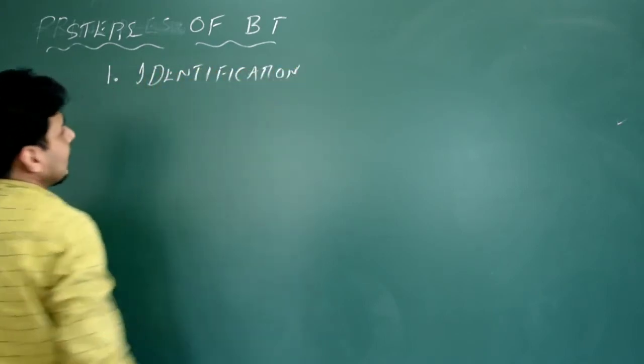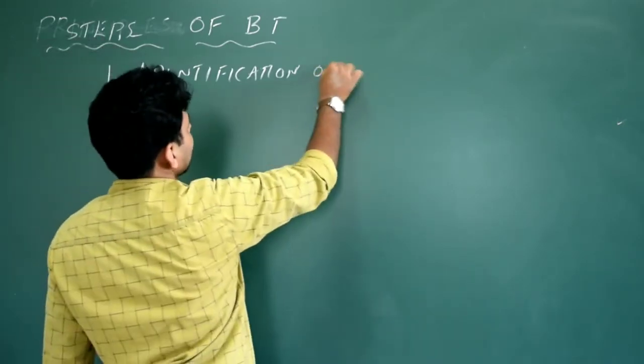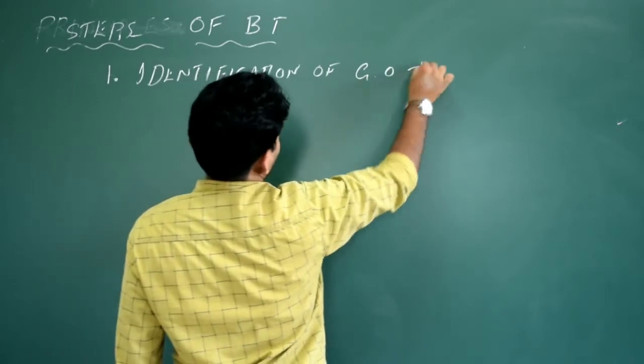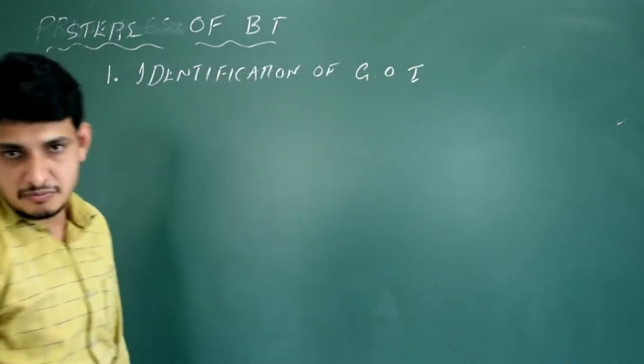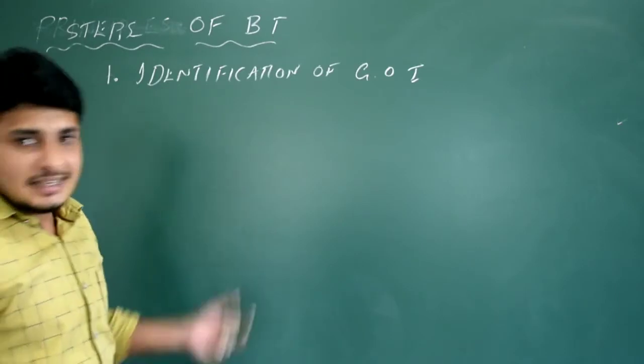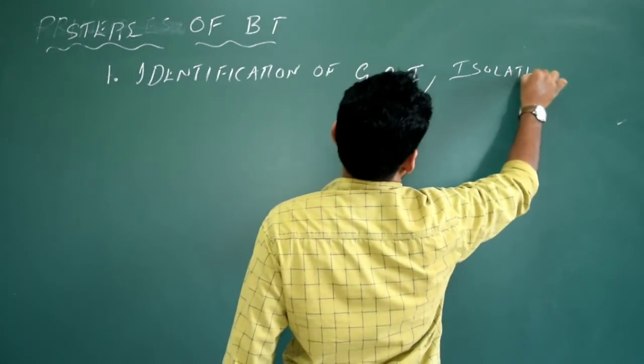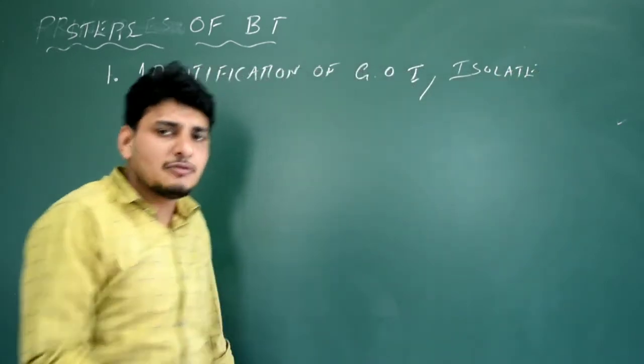identification. You need to identify your desired gene, the gene of interest. Identification of gene of interest from a living organism. That is actually already explained, you know it. First is the identification step. Then you need to isolate it. Once you have identified, you need to isolate. The question is, I'll give you one example.